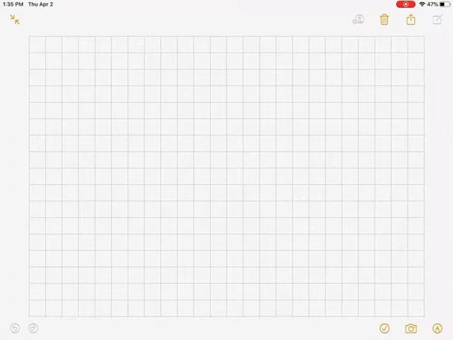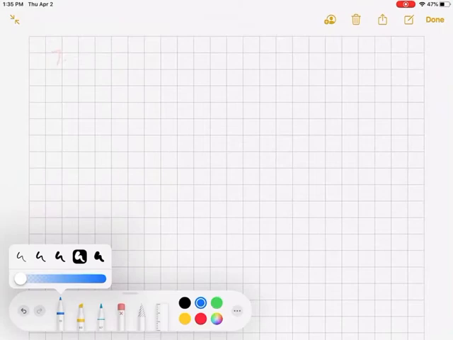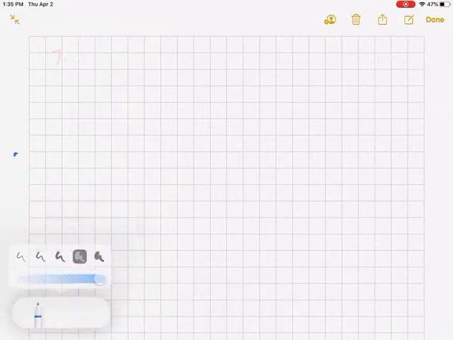I have 7 dash. Oh, let's just make it a little bit darker. Let's pick blue and, here you go, that's better.